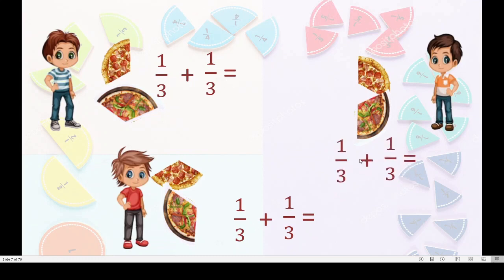Same in case of both the children. Here also see 2 upon 3. This boy also got 2 upon 3 portion and this boy also got 2 upon 3. Right? All 3 are happy now because they got equal shares of both the pizzas. Got this, children? When we add fractions with the same denominator, we can add directly. Okay? Now we will try to solve some more like this.